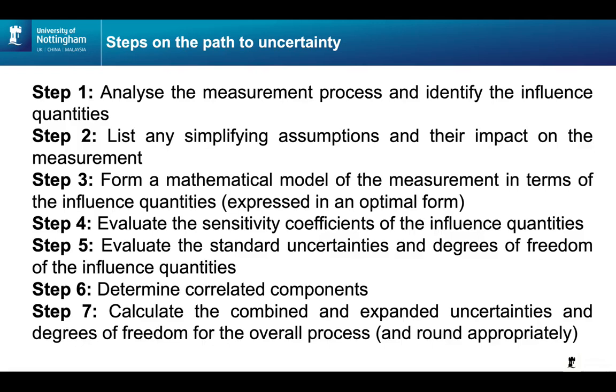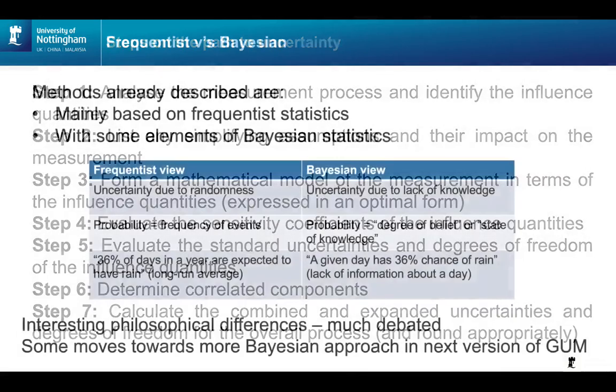Step 4, evaluate the sensitivity coefficients of the influence quantities. Step 5, evaluate the standard uncertainties and the degrees of freedom. Step 6, determine whether you've got correlated components or not. And step 7 would be to calculate the combined and expanded uncertainties and the degrees of freedom for the overall process, and then round appropriately, of course.